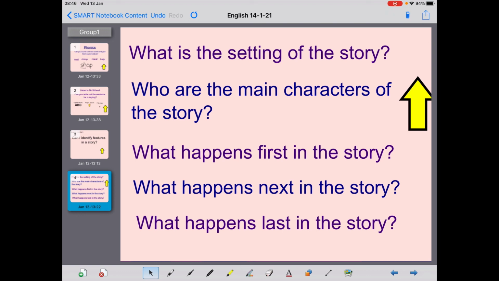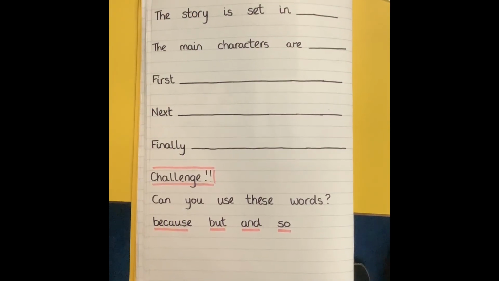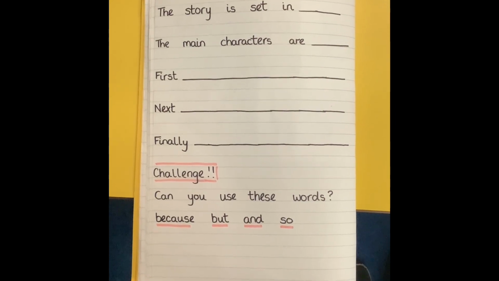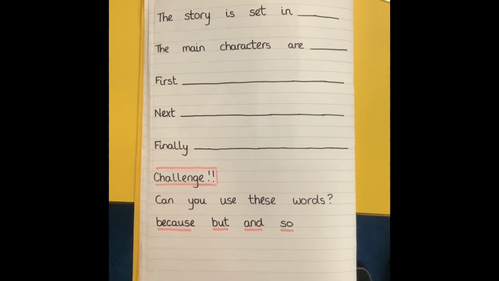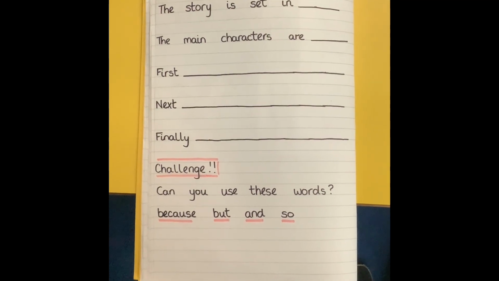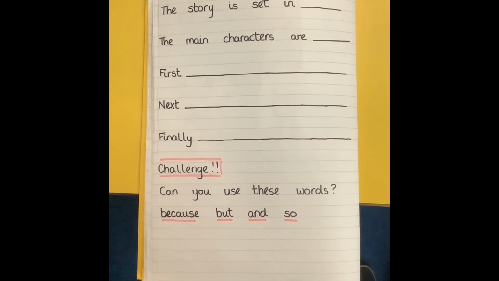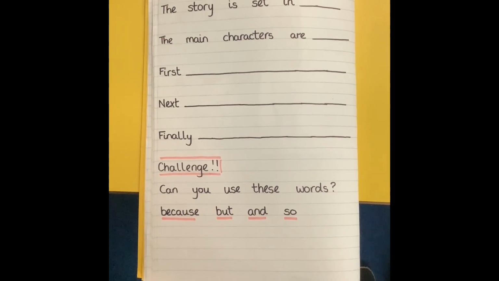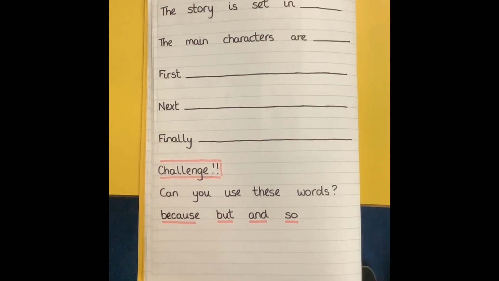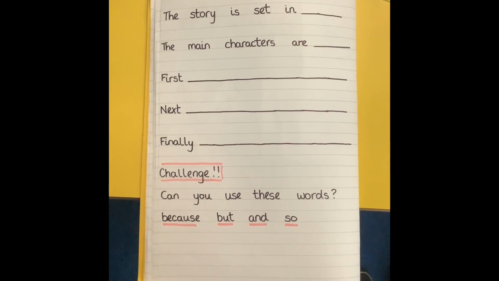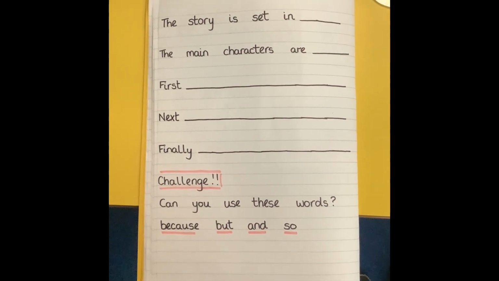Good luck. I wonder if you can identify all the different features that are in our story, Lost and Found. Here's some sentence starters for you to help you on your way. And then at the bottom here, we have a challenge. When you're writing your answers, hopefully using your amazing adjectives that we've been practicing, you can challenge yourself. See if you can use these words in your sentences. So, because, but, and so. Have a go at that as well as an extra bit of a challenge in your writing today.